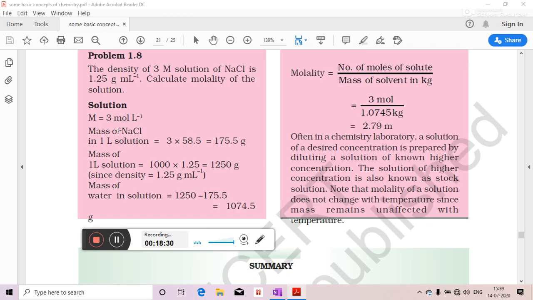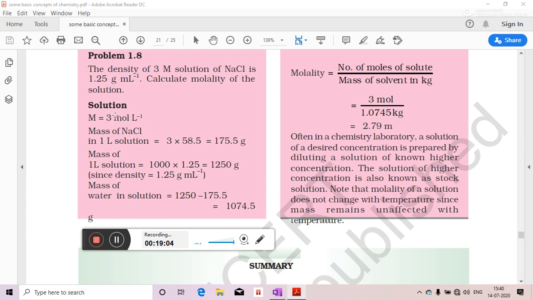Let us see a numerical based on molality, that is problem 1.8. The density of 3 molar solution of NaCl is 1.25 gram per ml. Calculate molality of the solution. Now here molarity capital M is equal to 3 molar. That can be written as 3 mole per liter. Now mass of NaCl in 1 liter solution is equal to, now here you can see 3 mole per liter. That means number of moles of NaCl is 3 moles.